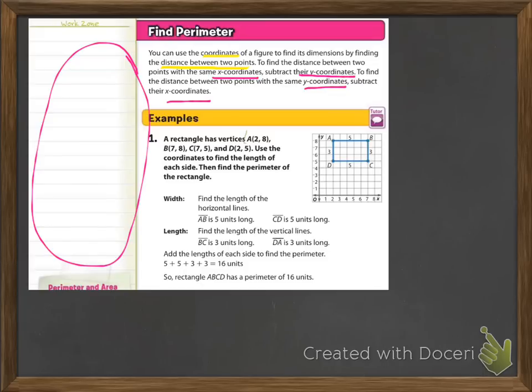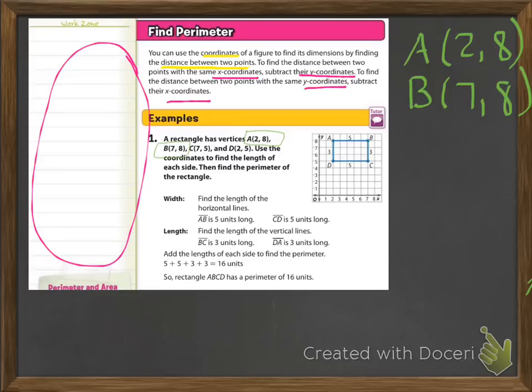We've got A, which is (2, 8), and B, which is (7, 8). So I'm going to write these up here. Okay, so we have A, which is (2, 8), and B, which is (7, 8). Again, the stipulation was, notice that the 8 right here and the 8 right here are the same. So that's why we picked that side length, A and B.